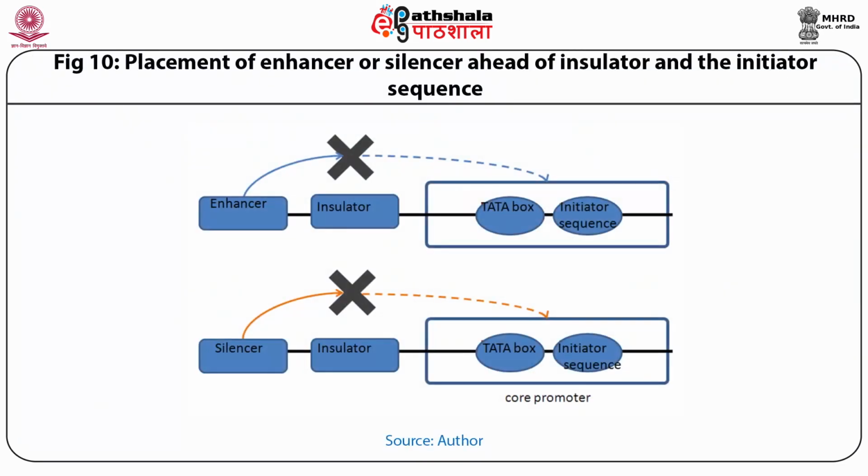Placement of enhancer or silencer can be ahead of insulator and the initiator sequence. Enhancers are DNA sequences which are regulatory in nature but capable of enhancing the transcription of a gene. Silencers are the sequences of DNA responsible for reducing or shutting off the expression of a gene. Insulators are sequences of DNA responsible for regulating the effect of silencers or enhancers.